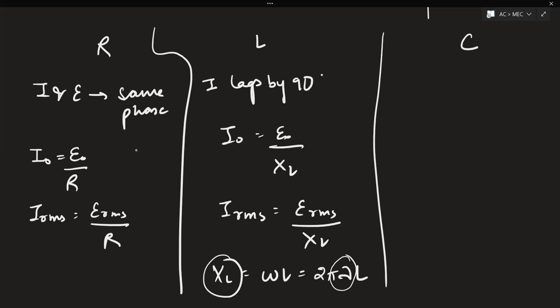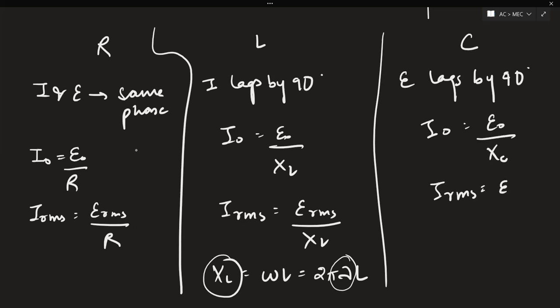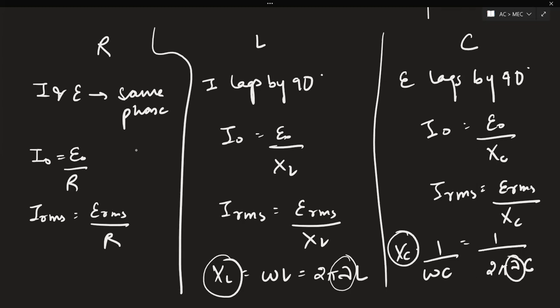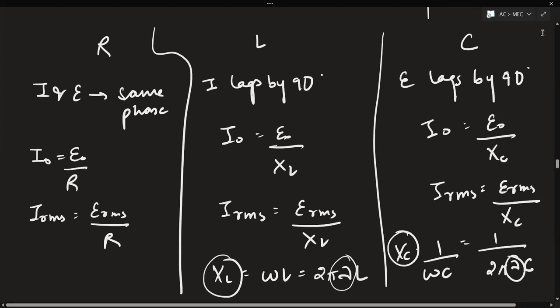Last one is C, capacitor. A circuit containing only capacitor. Here EMF lags by 90 degree. You can remember it the other way also: current leads by 90 degree. I naught is equal to E naught divided by XC. IRMS is equal to ERMS divided by XC. XC is equal to 1 by omega C, which is equal to 1 by 2 pi nu C. C is the capacitance, L was the self-inductance. Here you can see XC and frequency are inversely proportional to each other. That's why we got a graph that was hyperbolic.